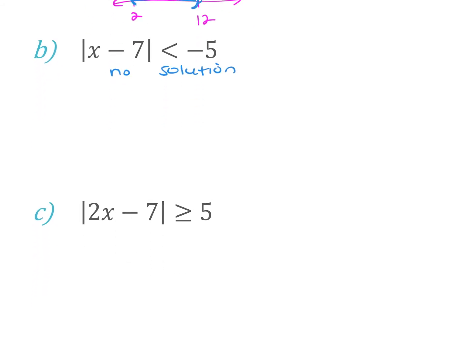All right, C says absolute value of 2x minus 7 is greater than or equal to 5. So this becomes an or statement. The negative 5 goes on the left, sign in the same direction, 2x minus 7, or 2x minus 7 greater than or equal to 5. So when it's greater, we split it into an or statement. Both get the middle.